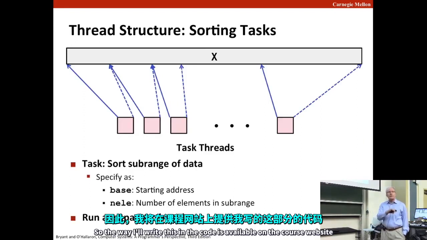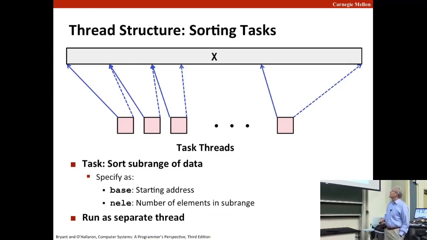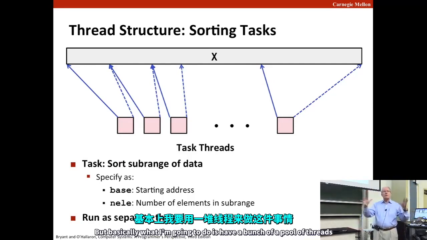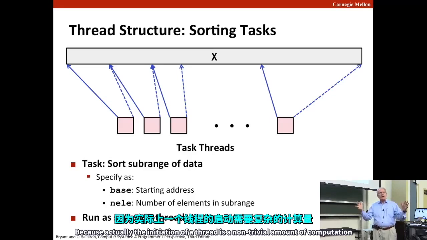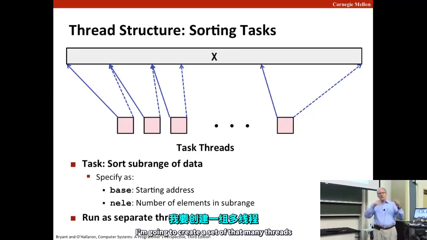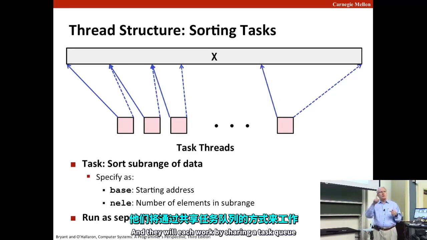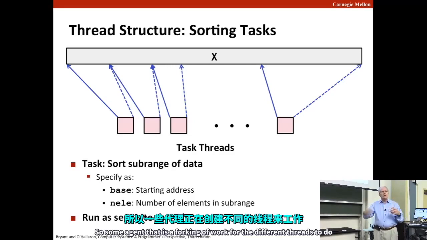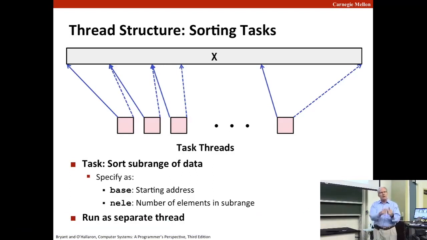So the way I'll write this, and the code is available on the course website, I'm only going to show you a glimpse of it. It's a non-trivial amount of code. But basically what I'm going to do is have a pool of threads that are ready to work. That's a pretty typical way you write threaded code, because the initiation of a thread is a non-trivial amount of computation. So usually you say, I've got this many cores, I'm going to create that many threads. They will each work by sharing a task queue. Some agent forks off work for the different threads to do, they do the work assigned to them, and when that's complete, they come back and say, okay, I'm ready for something new, and it gives them something new.